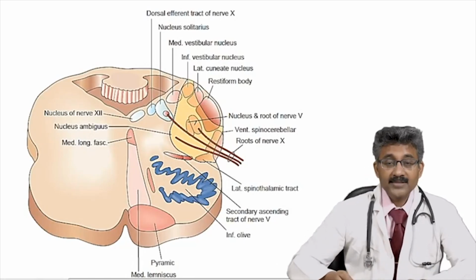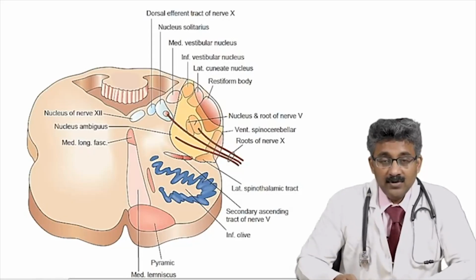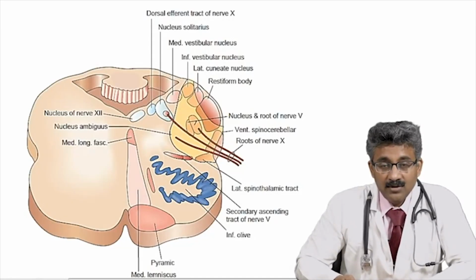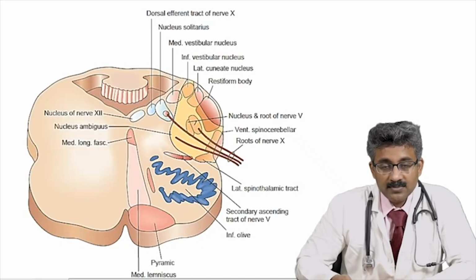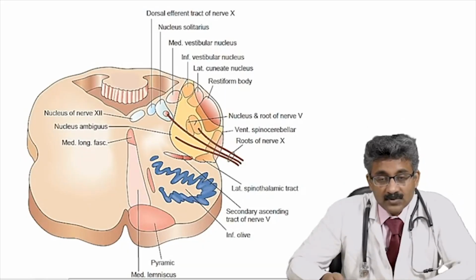So what is medial medullary syndrome? See the diagram here. Which is the nucleus present medially? Nucleus of the 12th nerve. And which are the tracts? See here, the pyramidal tract is there and the medial lemniscus is there. The pyramidal tract, still low down, crosses and supplies the opposite side of the body. It comes here, crosses and supplies the opposite side of the body, this side. The medial lemniscus would have crossed here in the medulla and come here.